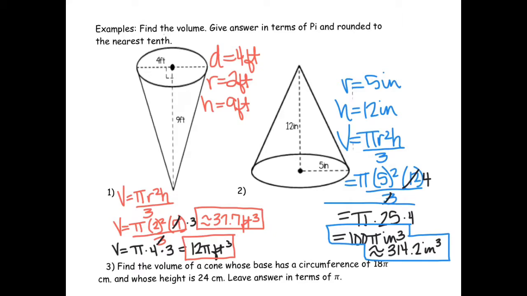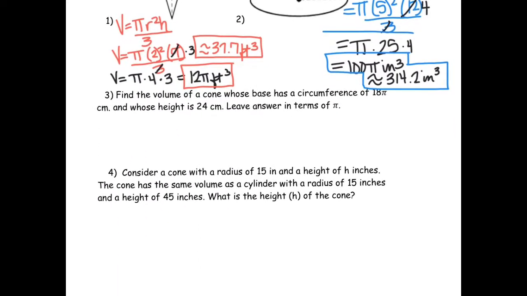All right, we have a couple of word problems, because you know real world applications involve word problems. Find the volume of a cone whose base has a circumference of 18 pi and whose height is 24 centimeters. So I need to find the radius first, and then I can find the volume.